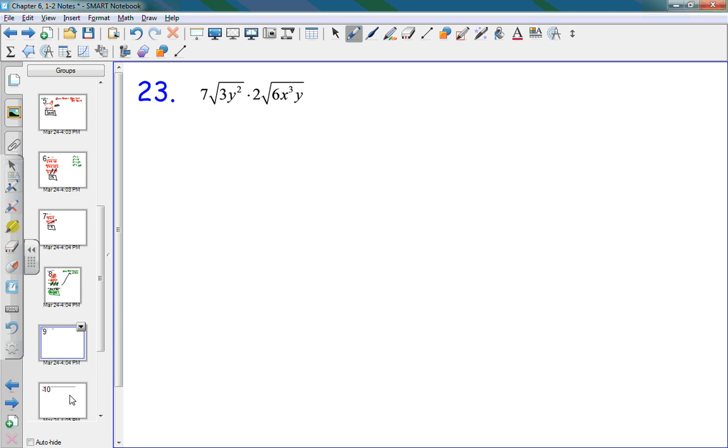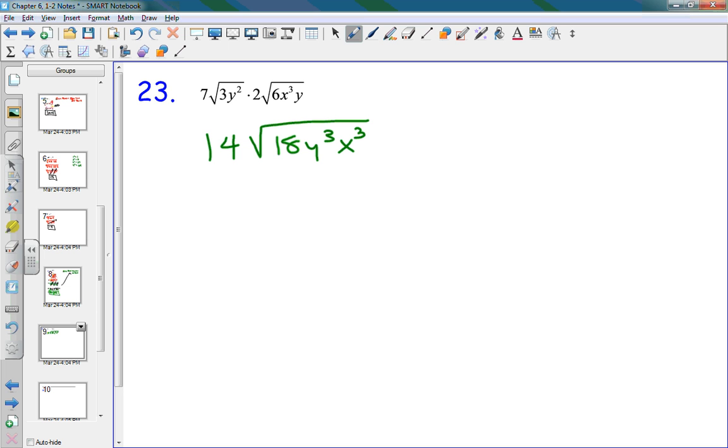Do we understand that? So if I marry the jump on the outside, that means I'm taking 7 and 2. What does that give me? 14. Very good. Now if I marry the jump on the inside, what's 3 times 6? 18. And how many y's do I have total now? 3. And how many x's do I have? 3.